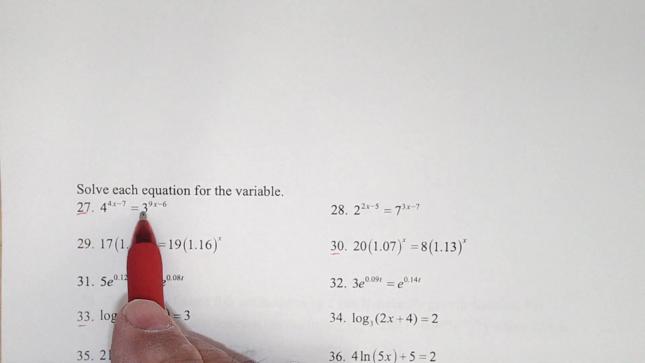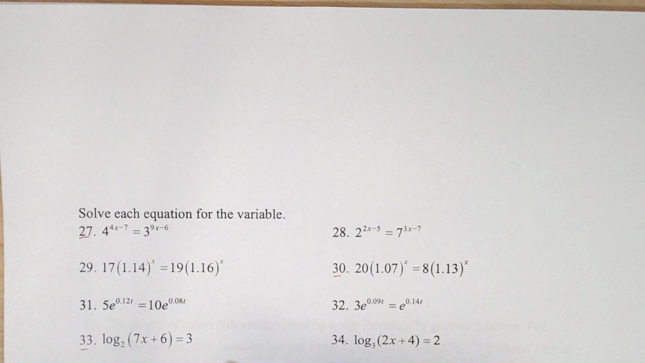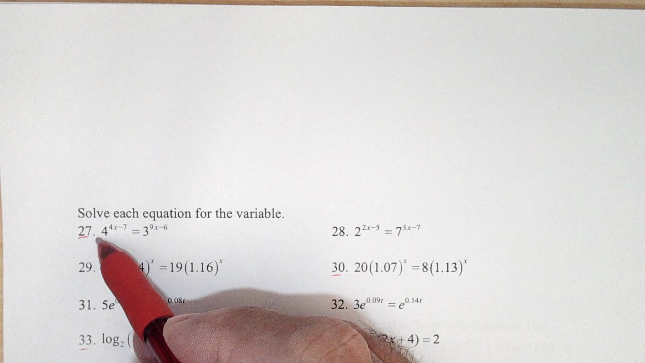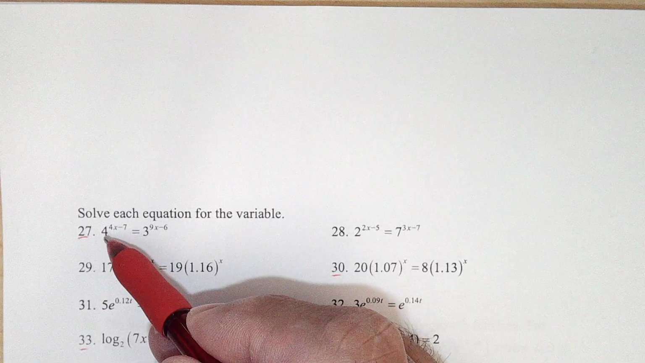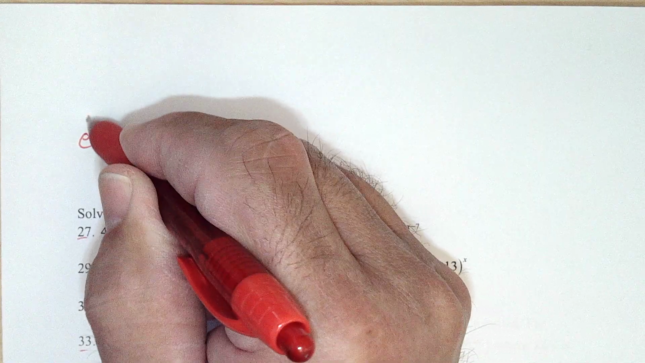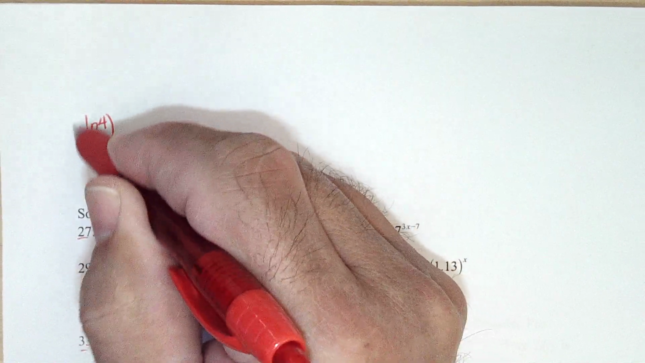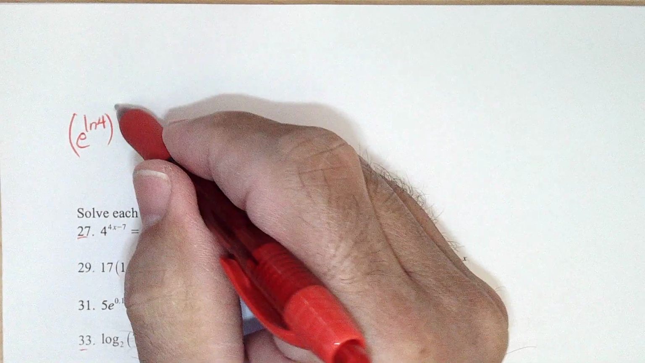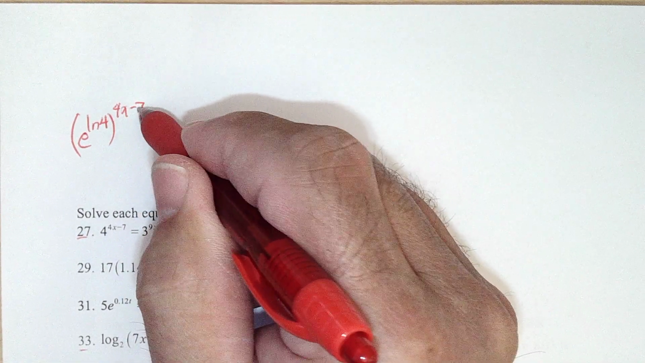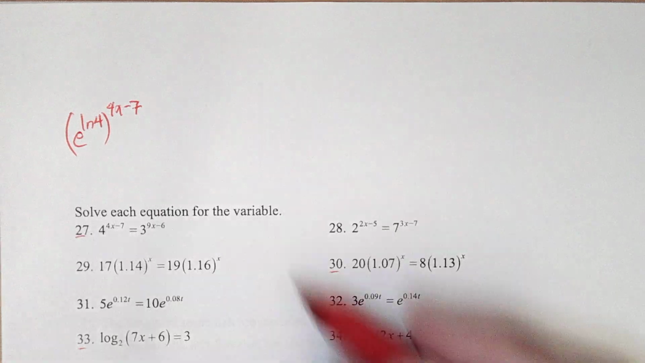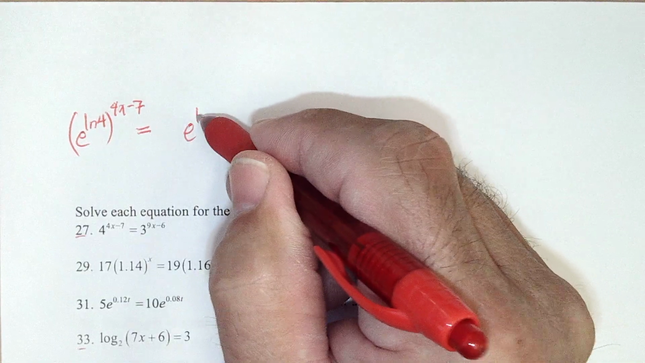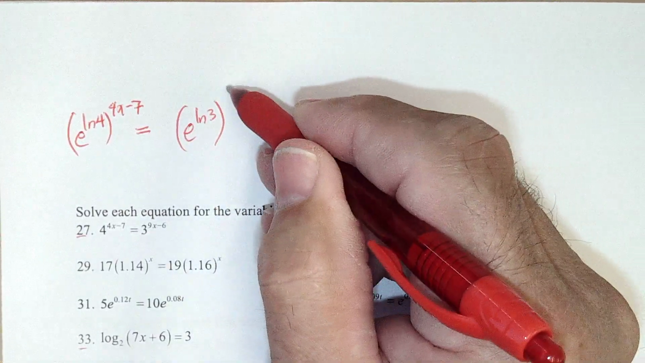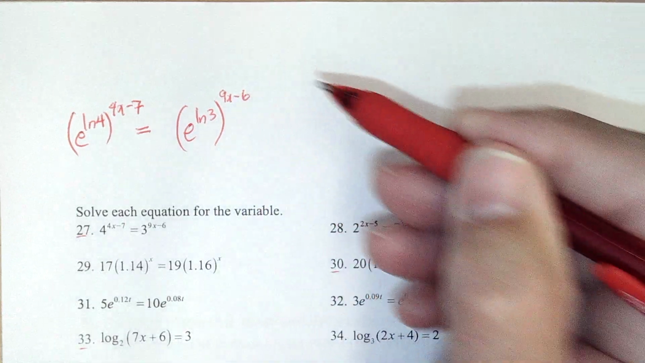Don't have same bases, so I make them the same base. You can do 10 to the log 4, or e to the natural log 4 for 4. So e to the ln 4 is 4. And that is to the 4x minus 7 equals 3, which is e to the ln 3, and that's to the 9x minus 6.